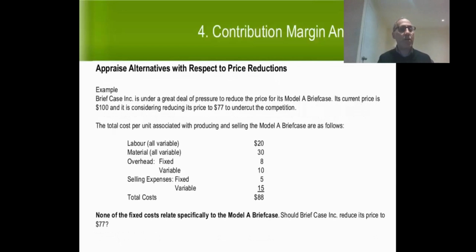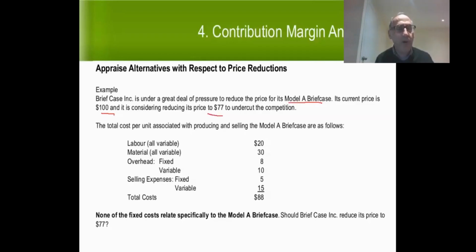So I'd like to start by talking about contribution margin in the context of appraising alternatives with respect to a price reduction. We said earlier that one of the uses of contribution margin is to determine whether to reduce prices. So let's take a look. Briefcase Inc. is under a great deal of pressure to reduce the price for its Model A briefcase. Its current price is $100, and it's considering reducing the price to $77 to undercut the competition.